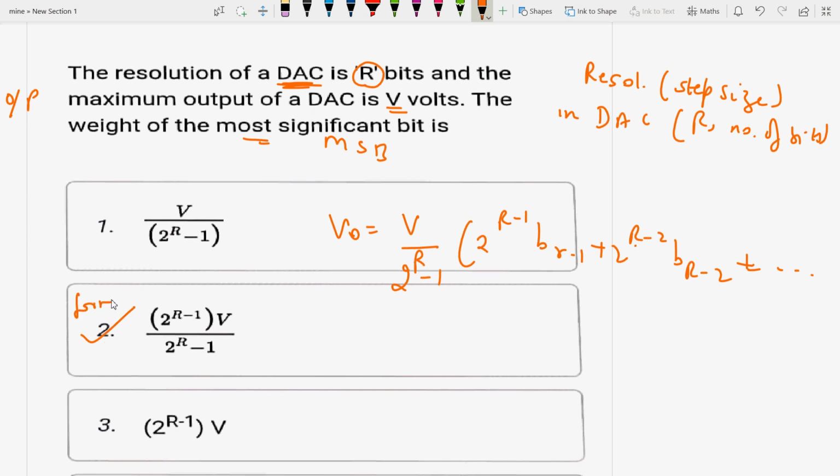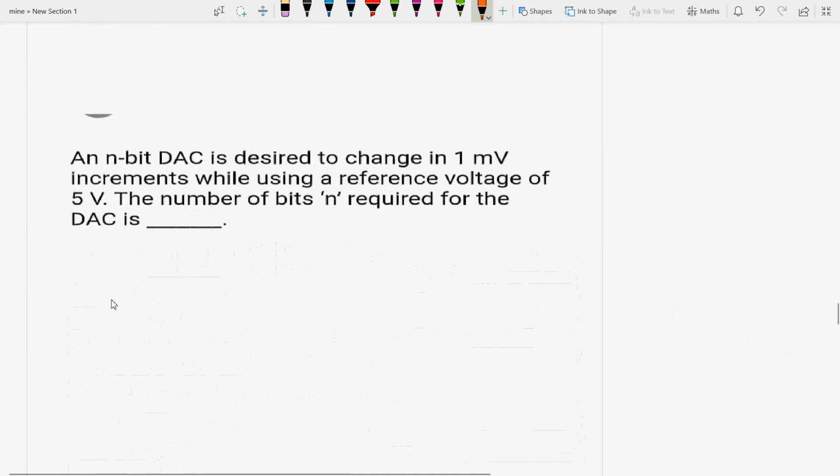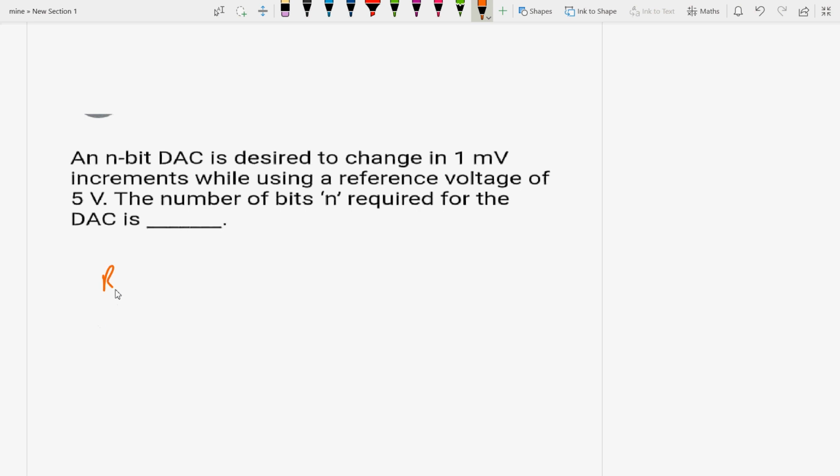ओके, ठीक है. नेक्स्ट क्वेश्चन है आपका: an n-bit DAC is desired to change in 1 millivolt increments while using a reference voltage of 5 volt. The number of bits required for the DAC is C. Resolution of DAC is given by V reference by 2 to the power n, right? Since it is an n-bit DAC, the number of bits is n, it is given in the question.